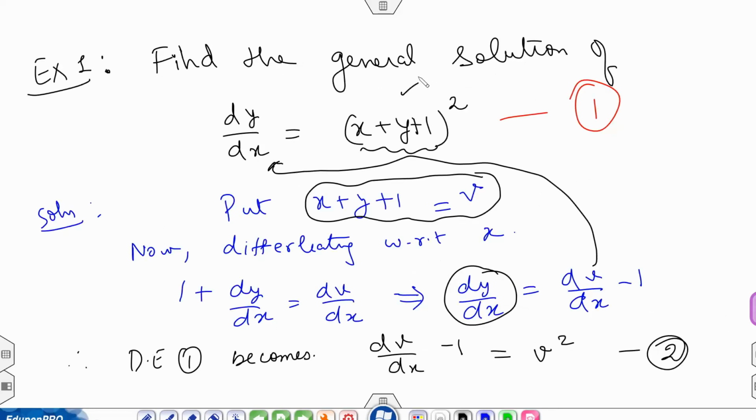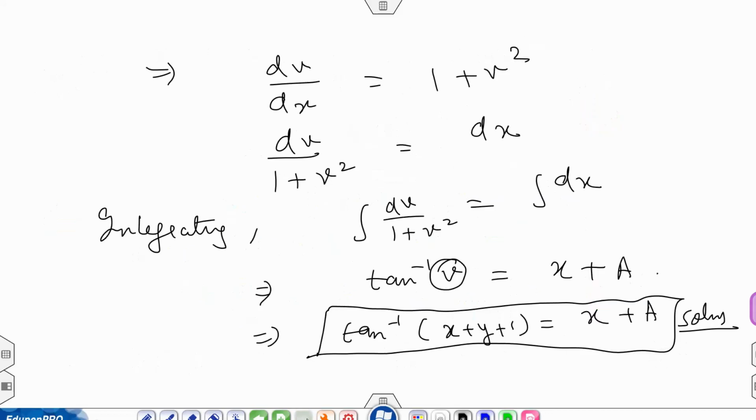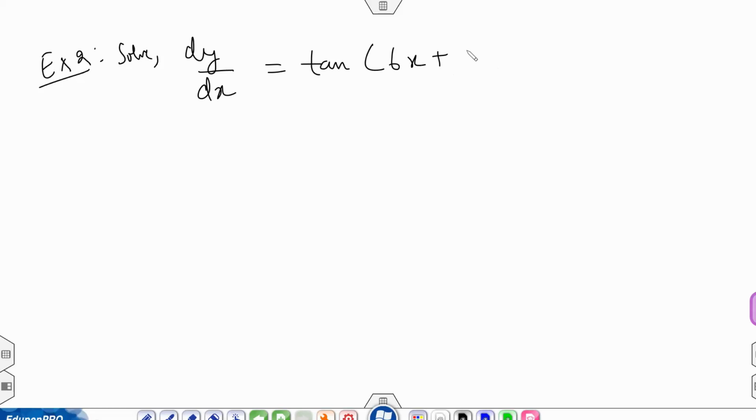So you have seen that in this method we have substituted the combination of variables into a single variable, and then we have converted our differential equation into the variable separable form. So we will do another question on it. Example 2. If you have a problem like solve dy by dx is equal to tan of 6x plus 3y plus 5, minus 2.